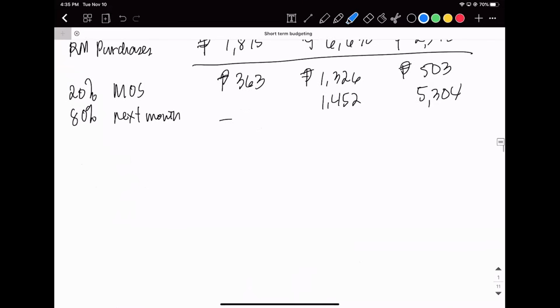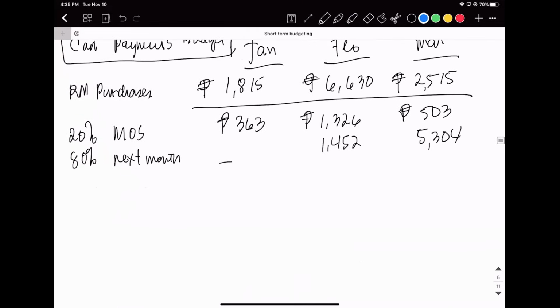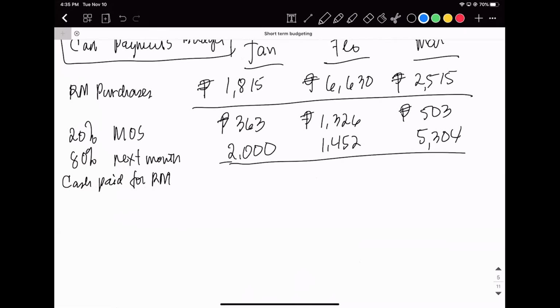Madali ito kung face to face, kasi hawak nyo ni handout. Anyway, yan. So, 2,000. Okay, so what's next? Ito na yung cash paid for raw materials. Okay. So, 2, 3, 6, 3. So, ito, add lang natin. 8, 7, 7, 2. Ito naman, 7, 0, 8, 5.